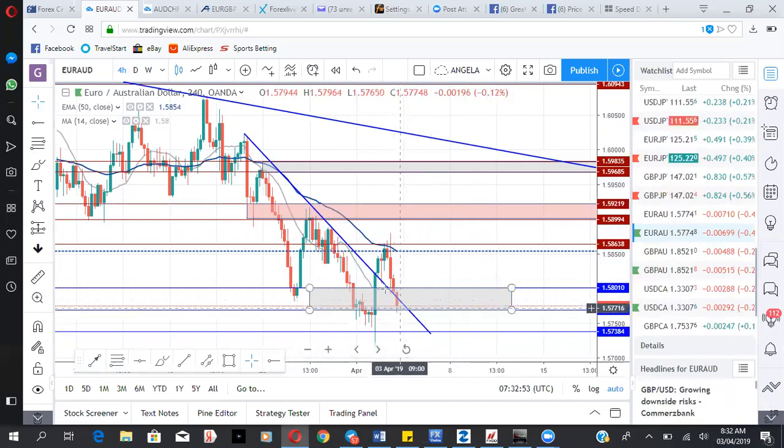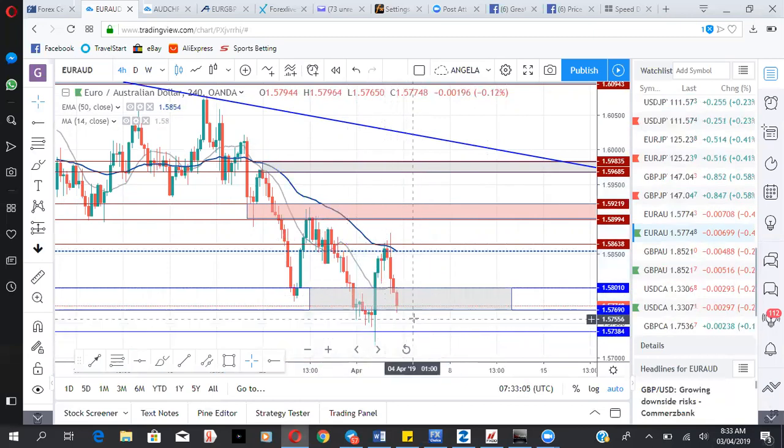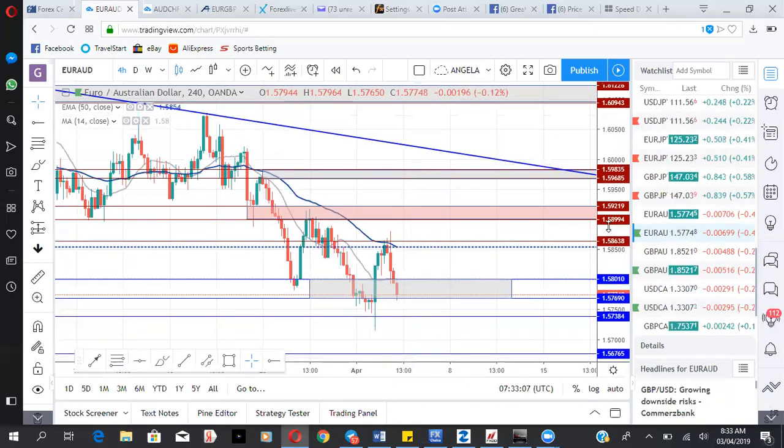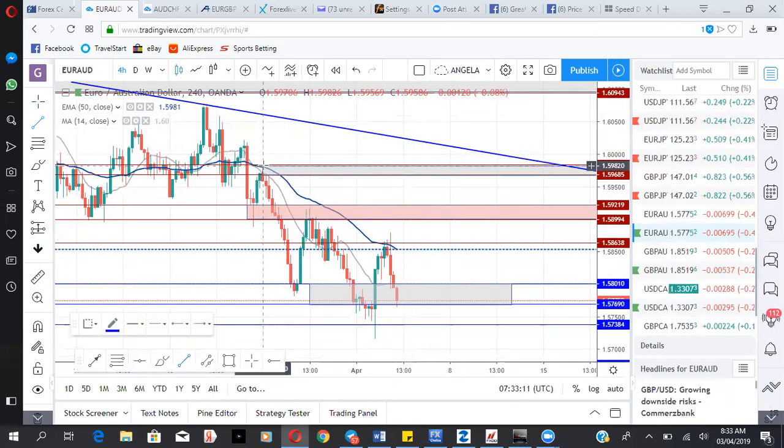Price broke this trend line and it's testing back this support zone between 158.01 and 157.69. That's where price seems to be testing right now. Let me get rid of this trend line. That's where price seems to be testing. Let me draw a fresh trend line.